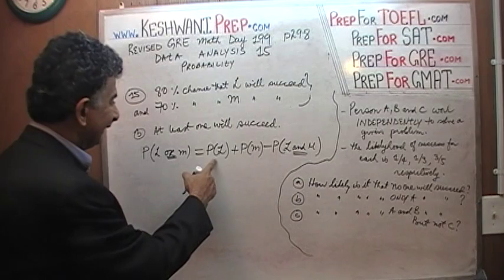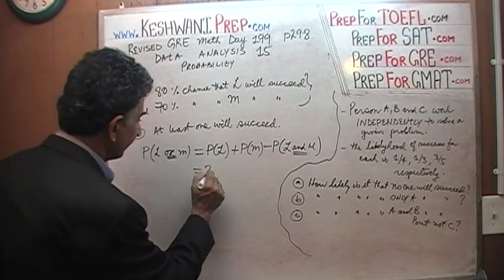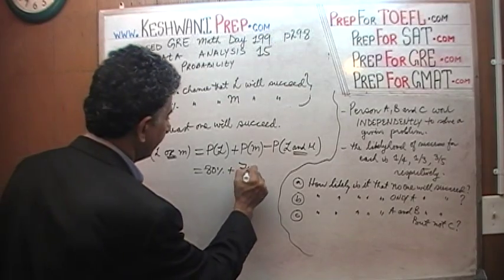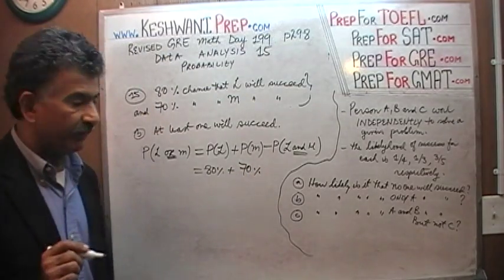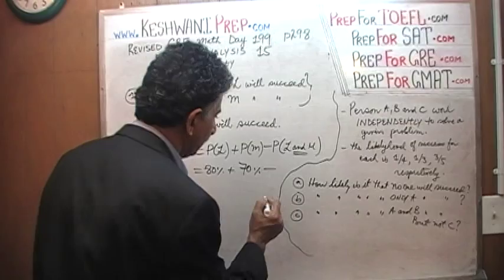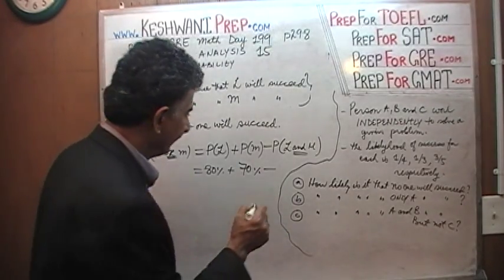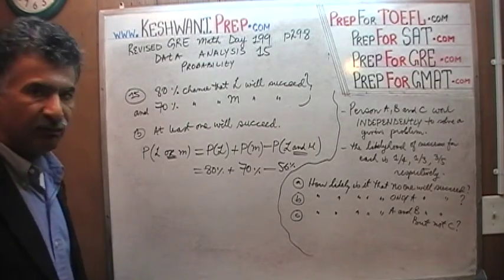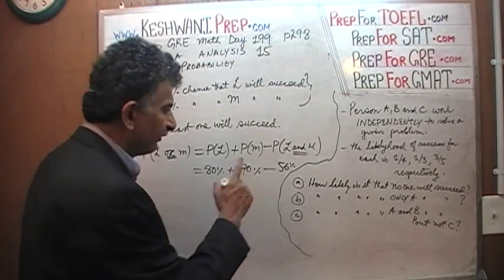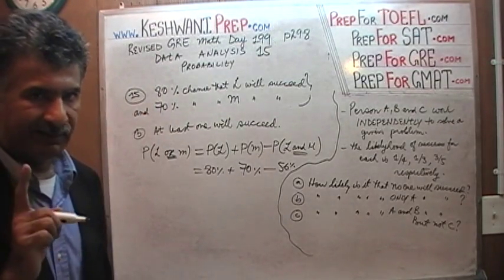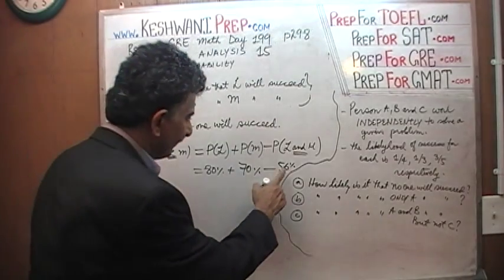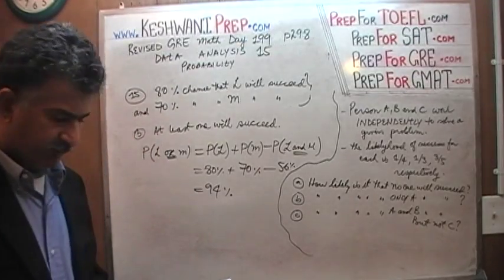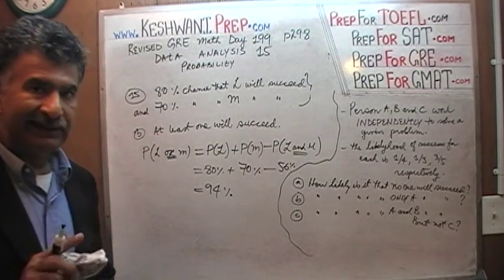So the odds that L will succeed is 80%, and that M will succeed is 70%. And in the previous example, we just found out that the odds that they would both succeed was 56%. Those are your odds. 80 plus 70 is 150, 150 minus 50 would have been exactly 100, and then we have another 6, so it's 94%. That's it, 94% chance that at least one of them will succeed.